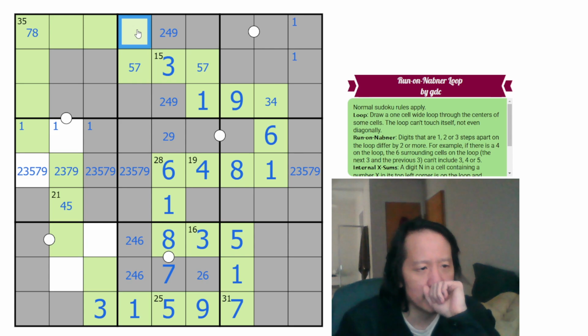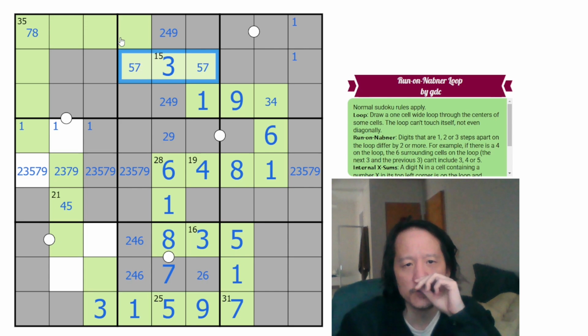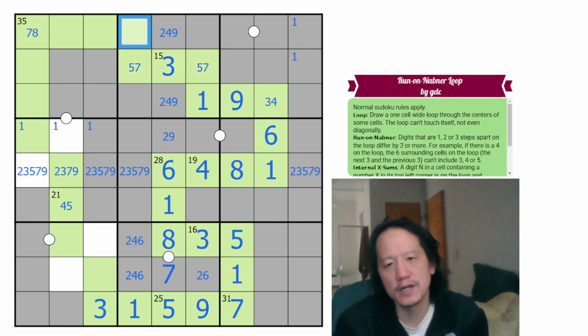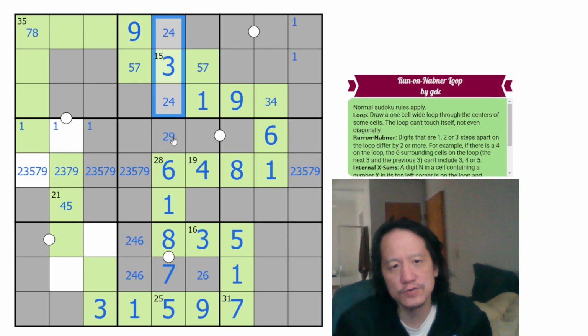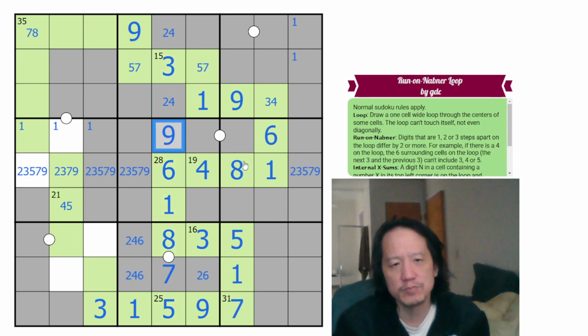This cannot be 1 because we have a 1. It can't be 3, 5, or 7. And it cannot be 2, 4, 6, or 8 because that's consecutive with 3, 5, and 7. Therefore, this must be a 9. So this is a 9, which forces this not to be 9. With this 9, we have a 2, 4 pair now in column 5, which eliminates 2 and 4 from the rest of the column. So this must be a 9, which means this can't be 9 either.